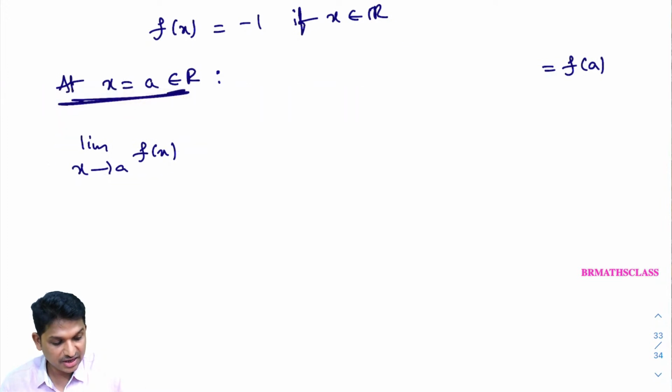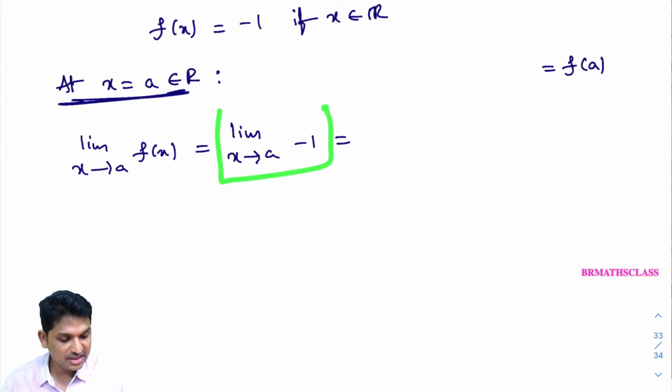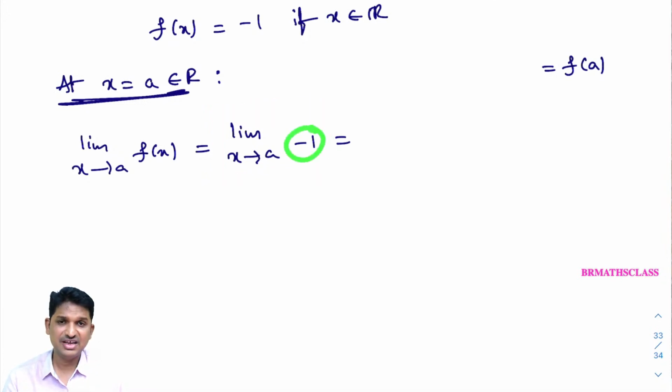Limit x approaches to a. What is a here? A is a real number. When a is a real number, what is the function? The function is minus 1. So you write here minus 1. To calculate this, in the given function, wherever x is there, we write the value. In the given function, there is no x. So the answer is minus 1.